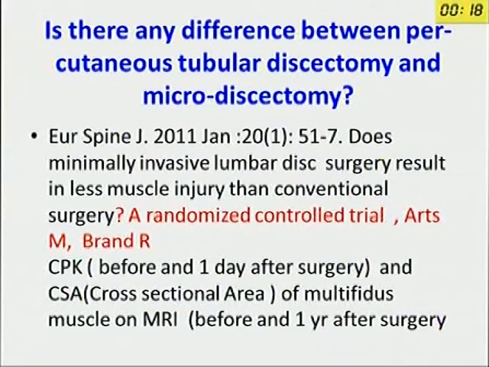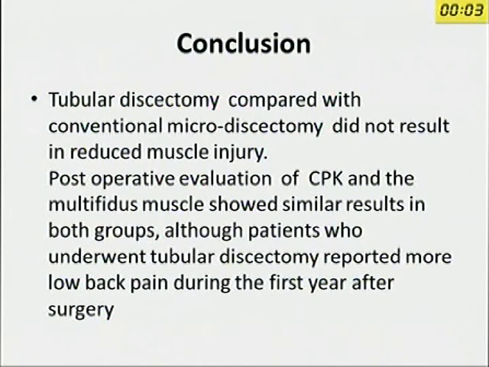A randomized controlled trial with CPK monitoring and the cross-sectional area of the multifidus muscle. CPK was measured before and 1 day after surgery, and the muscle cross-section by MR 1 year after. The conclusion was that tubular discectomy compared with conventional microdiscectomy did not result in reduced muscle injury. Postoperative evaluation of CPK and the multifidus muscle showed similar results in both groups. Although, patients who underwent tubular discectomy reported more low back pain during the first year after surgery.